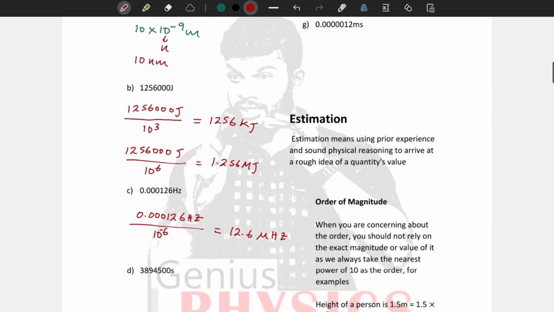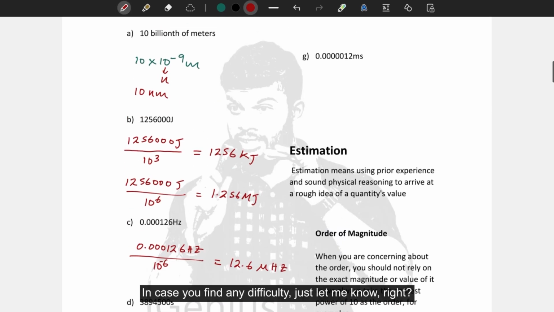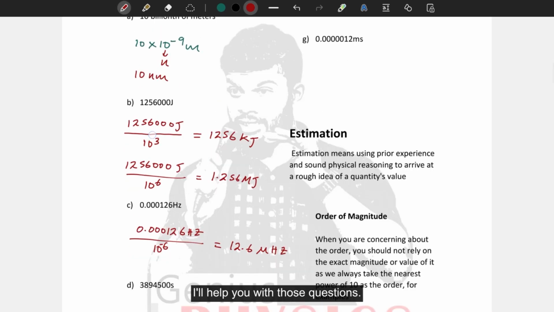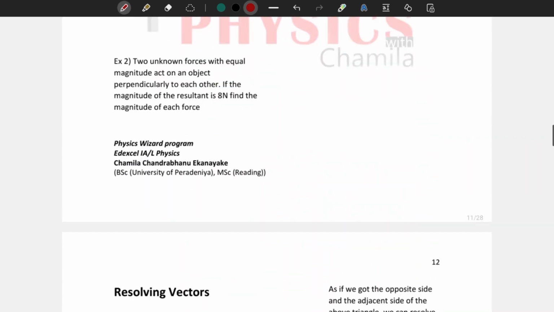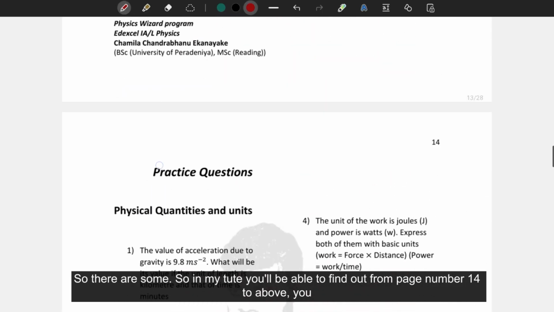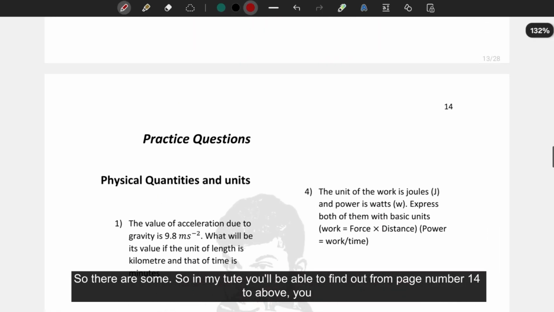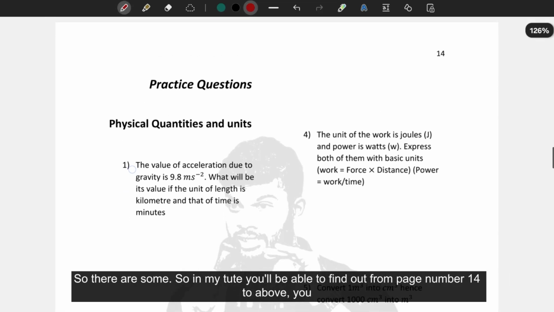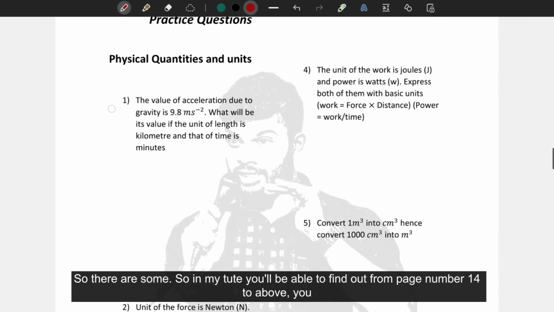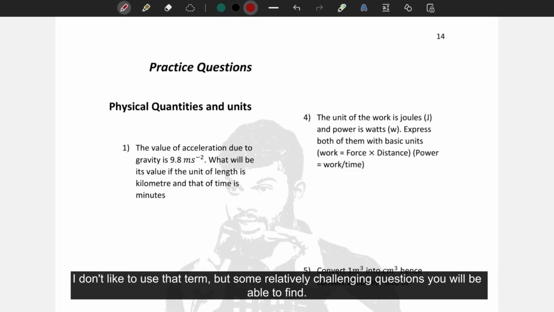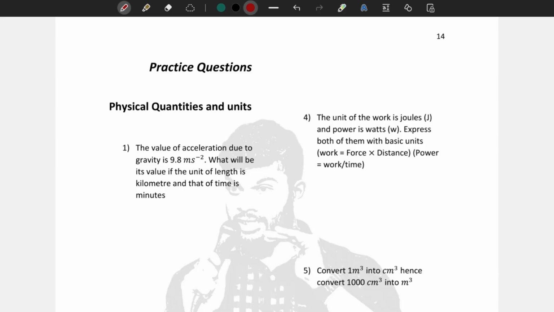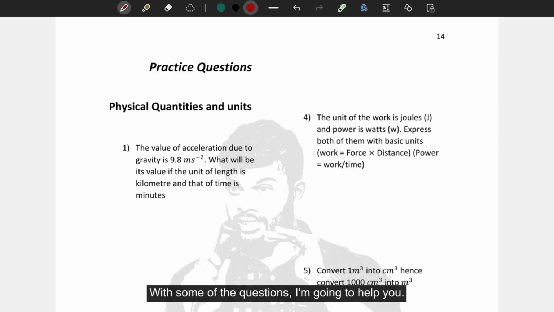I'm not going to interfere. In case you find any difficulty, just let me know. I'll help you with those questions. But now my concern is, in my tute, from page number 14 onwards, you will find some relatively challenging questions. I don't like to use the term complicated. I'm going to help you with some of these questions, not all of them.